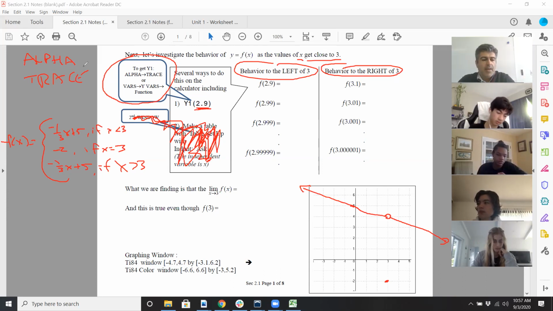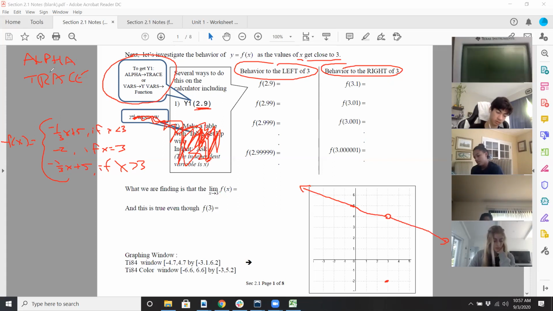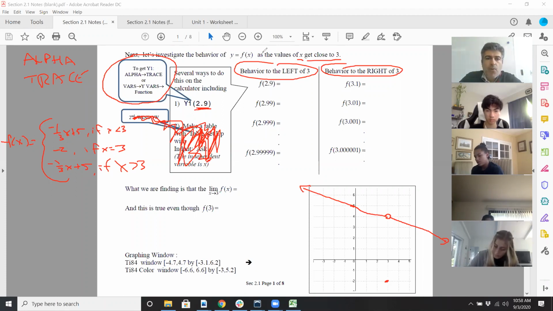So on the home screen, you get alpha trace. This little window pops up, and it's a bunch of y's, like y1, y2, y3, y4, y5, and so forth. I'm going to select y1, because my equation is stored under y1. So again, if you hit alpha and trace, you should get something that looks like this. And then in parentheses, I'm going to type in 2.9. What this does is evaluate the function at 2.9. So it treats it like f of x or function notation. If I hit enter, I get an output. The output's 4.03 repeating.